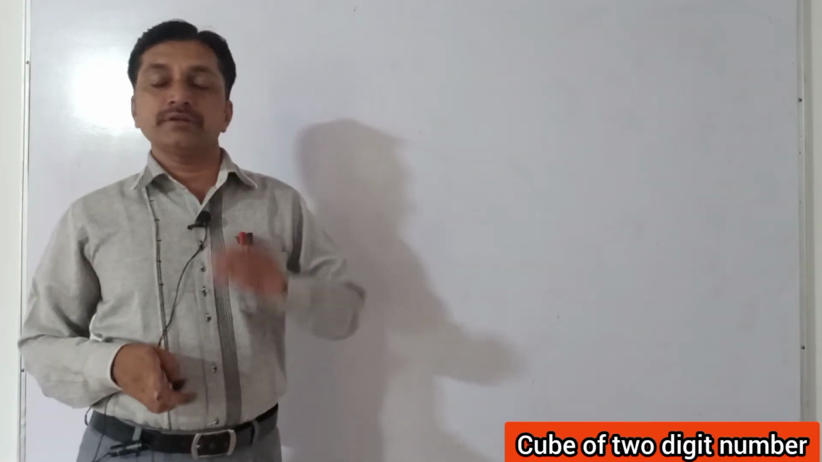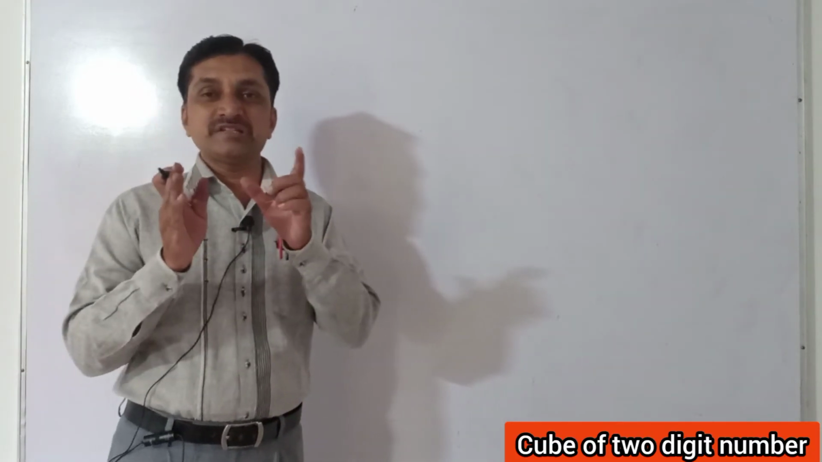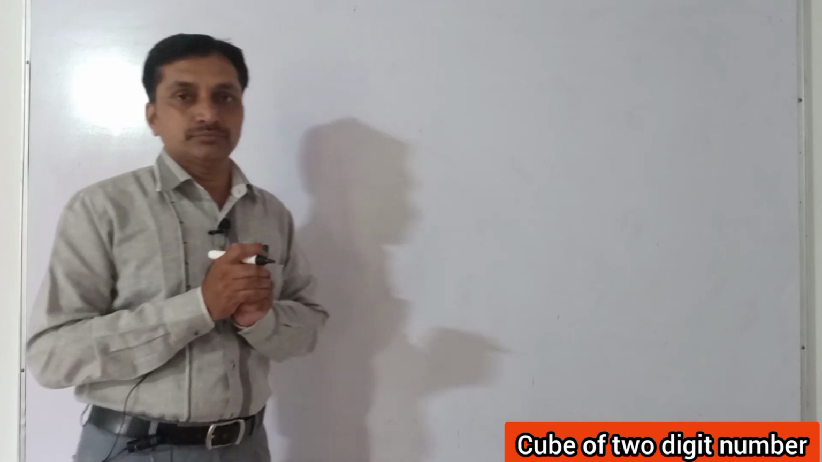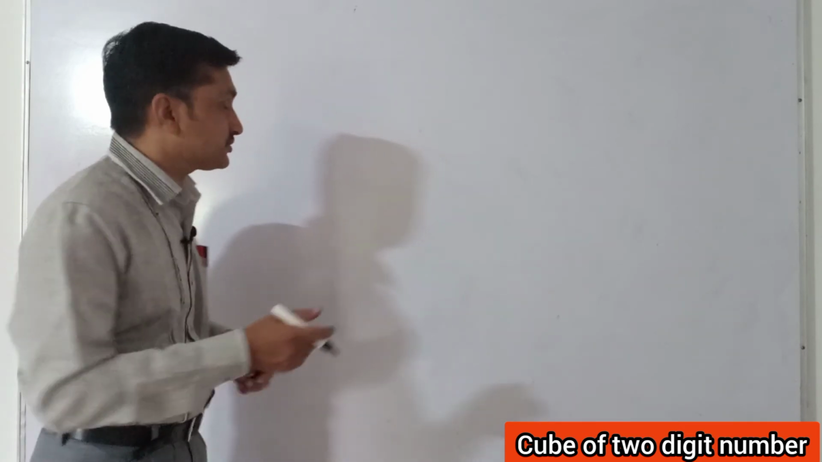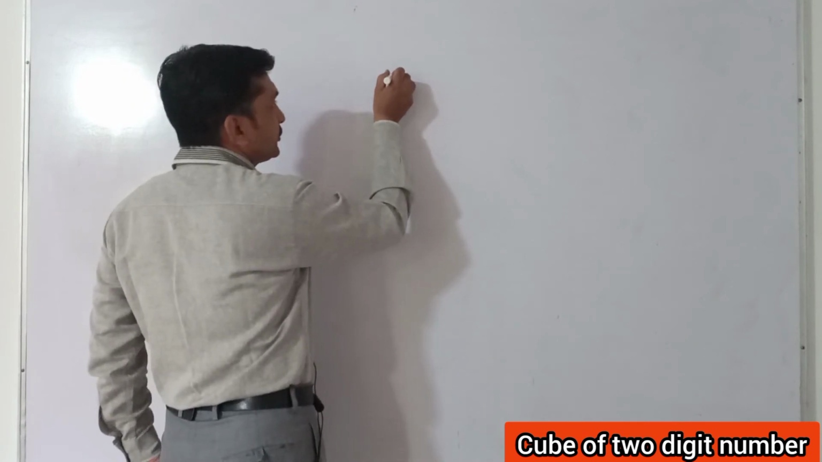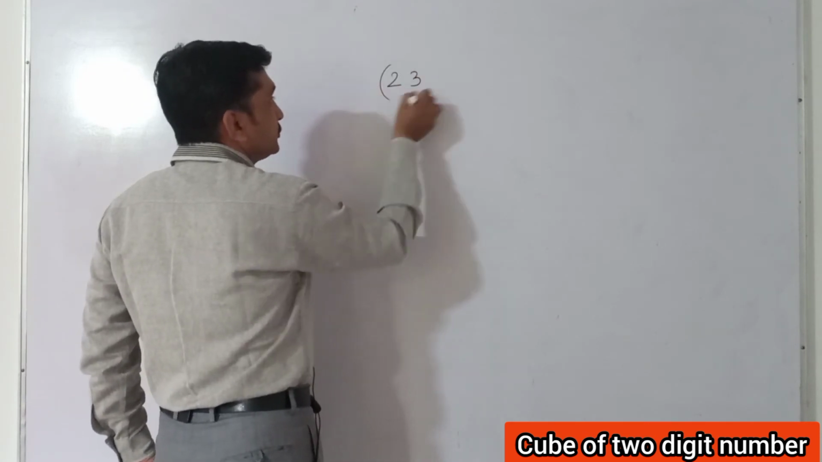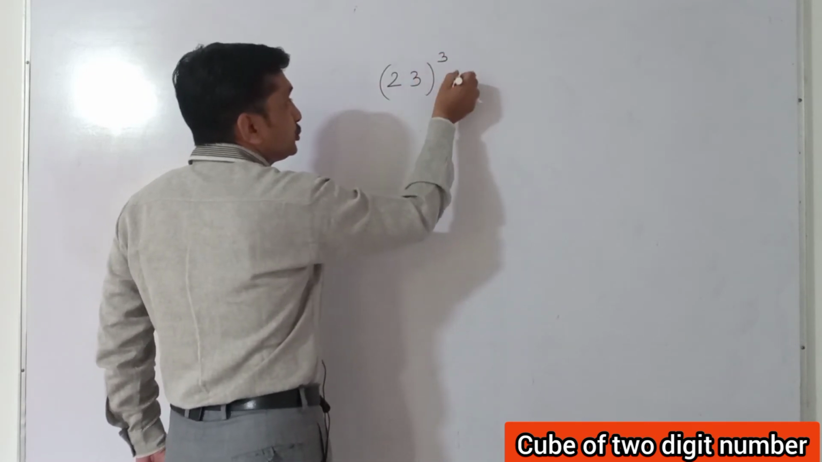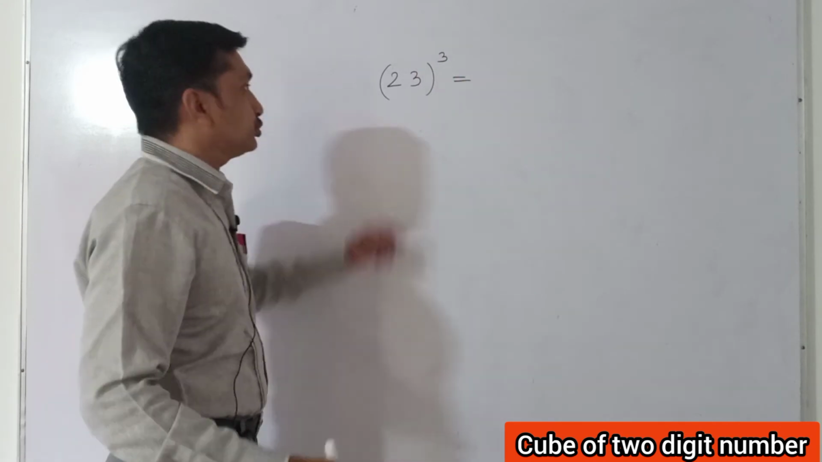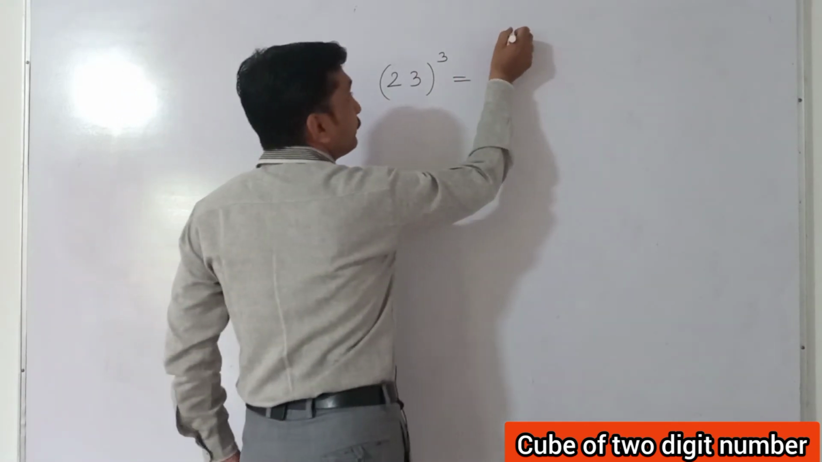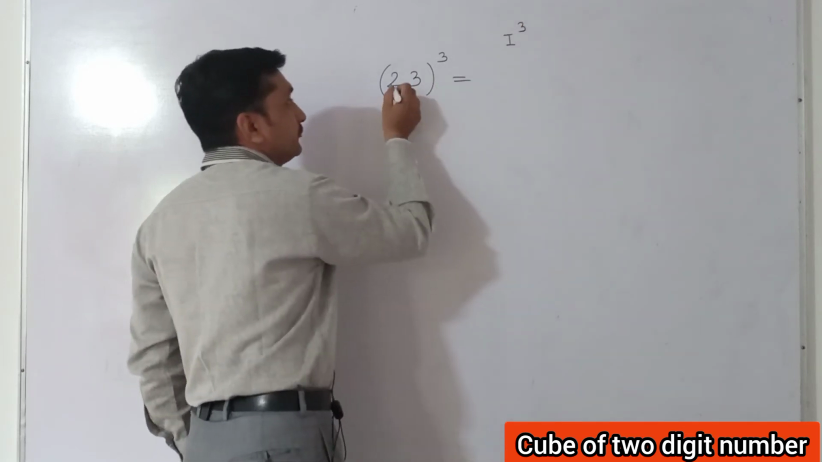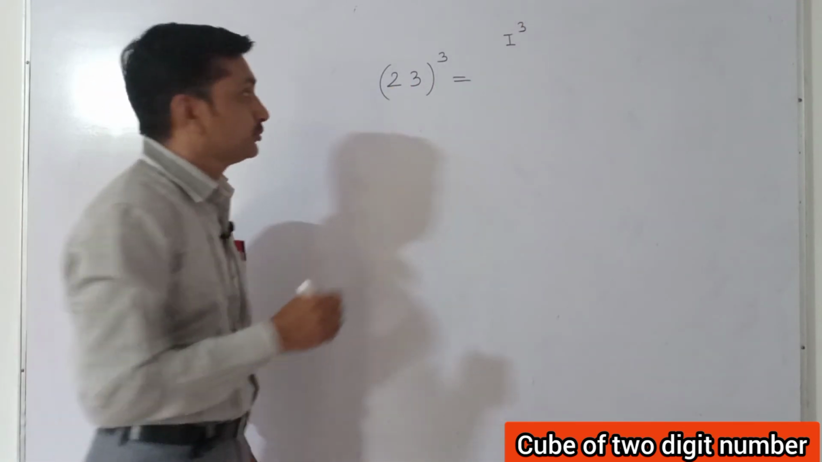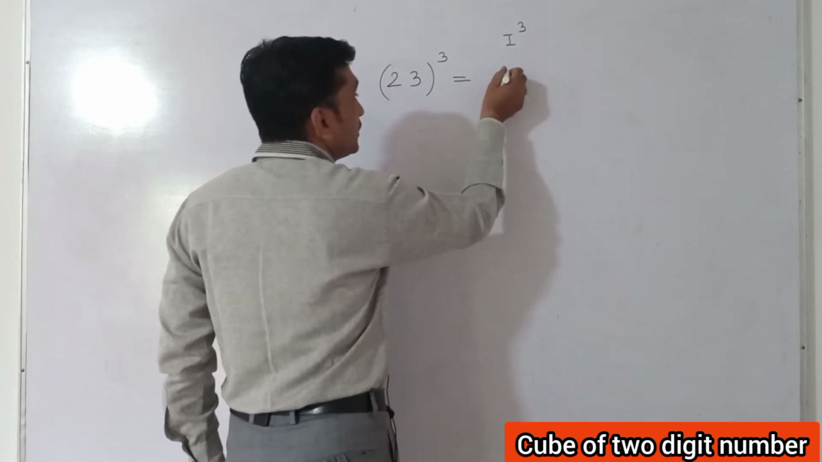Now the fourth category of number is both digits different. Just now we studied both digits same. Now both digits different. For example 23, different digits, 23 cube. Now here what we have to do: first number cube, you write here. First number cube is 2 cube. What is 2 cube? 8.